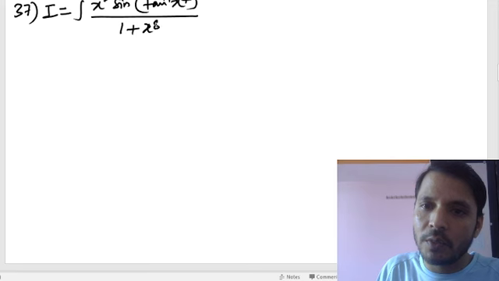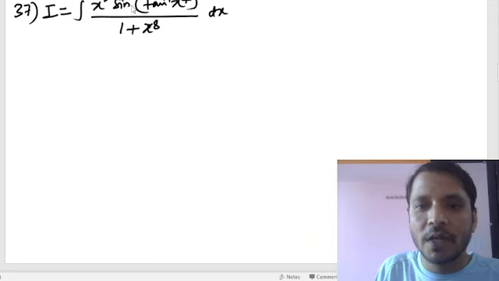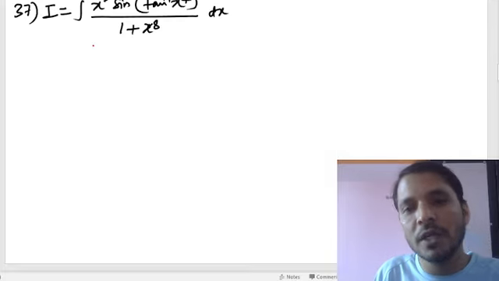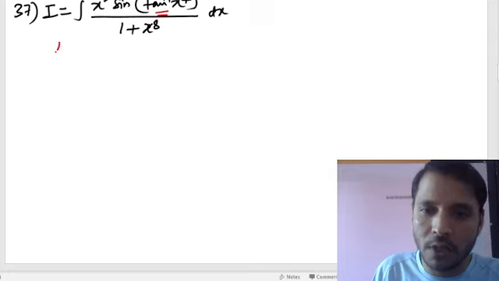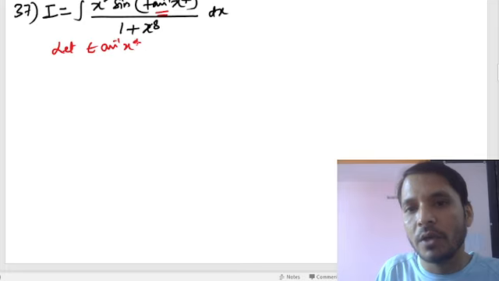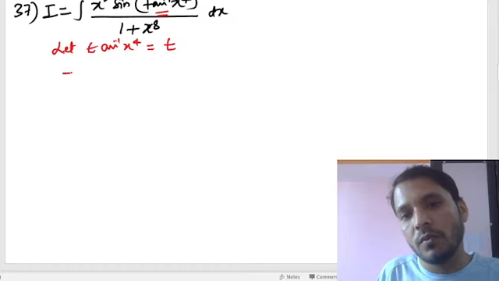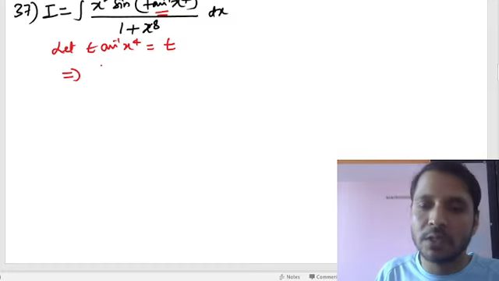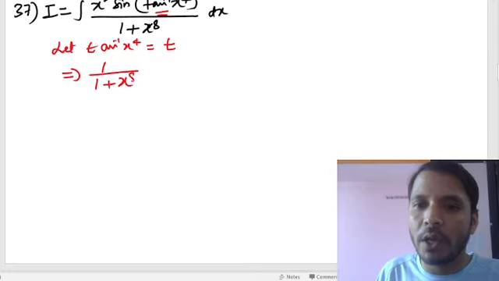By seeing the denominator, we should get the idea what substitution we need to apply. In the denominator we have 1 plus x to the power 8, and that will come from the differentiation of tan inverse x to the power 4. So let tan inverse x to the power 4 be equal to t. We know the differentiation of tan inverse x is 1 by 1 plus x square, but here the power is 4, so it will become 1 by 1 plus x to the power 8.